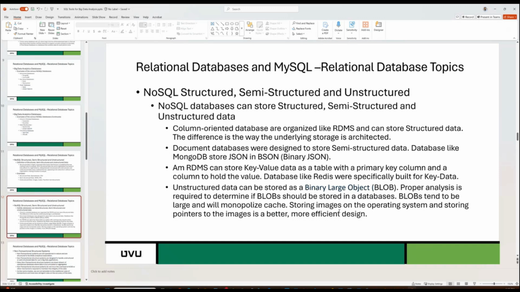And then unstructured data, I don't know. I would prefer to keep it on the operating system and not even bother with databases because, like I said, they tend to be large. They monopolize all your cache. They use up all your memory, so queries can't run properly. They all have to read data from disk, which makes them painfully slow. I would leave them on the file system and let them deal with it.